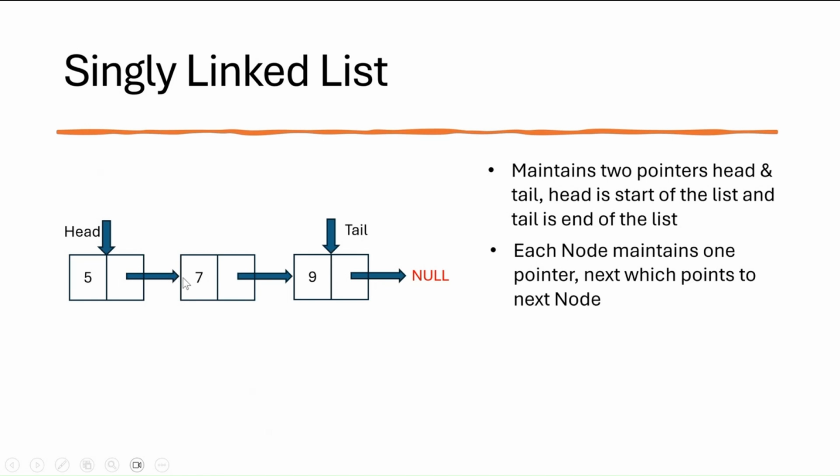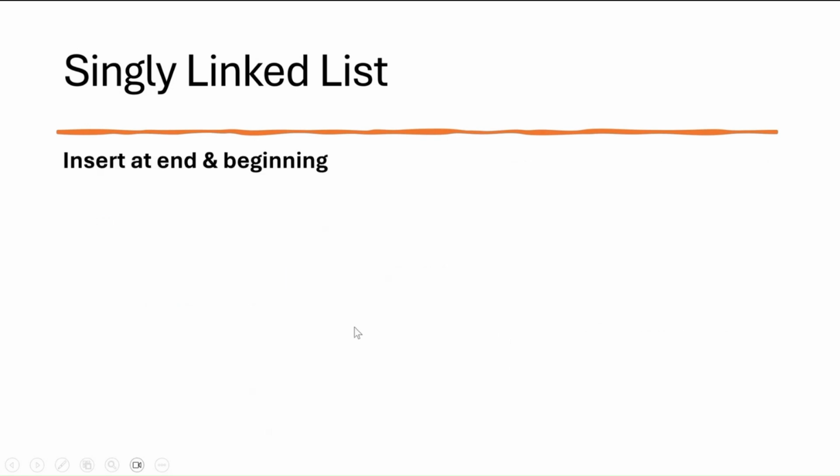5's next is pointing to the reference of 7. 7's next is pointing to the reference of 9. And because 9 is at the end, its next pointer is pointing to null. That's how we know this is the end. It allows only one-way traversal, because of the arrow direction, so you can traverse from head to tail only.